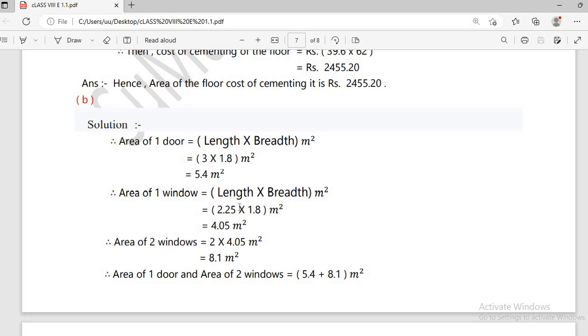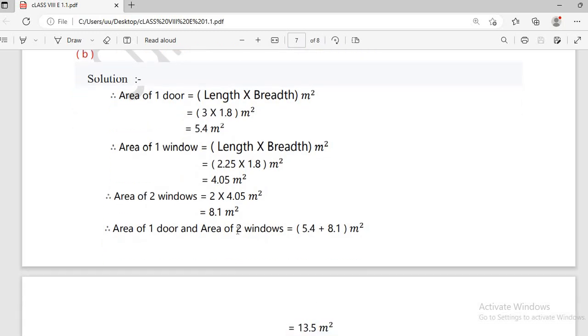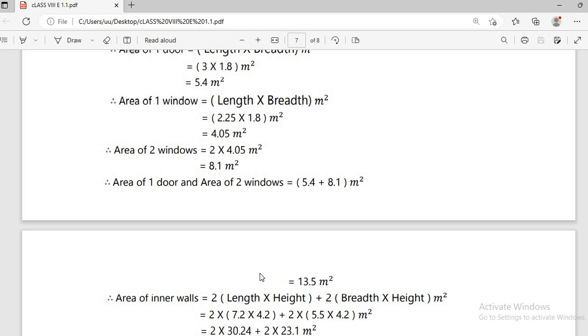Area of one window, we have two windows, so if we find one we can find the second. Write the area of the first window is equal to length into breadth is equal to 2.25 into 1.8 is equal to 4.05 meter square. The area of two windows is equal to 2 into 4.05 is equal to 8.1 meter square. The total area of one door and two windows is equal to 5.4 plus 8.1 is equal to 13.5 meter square.